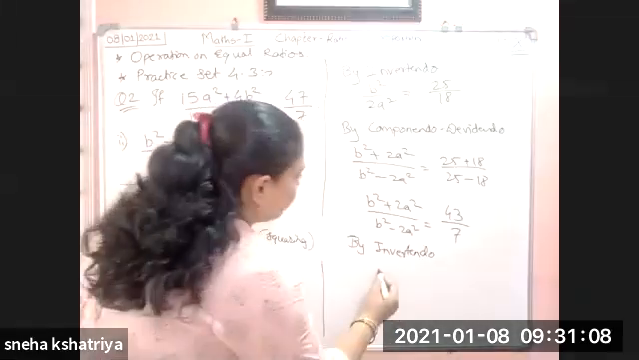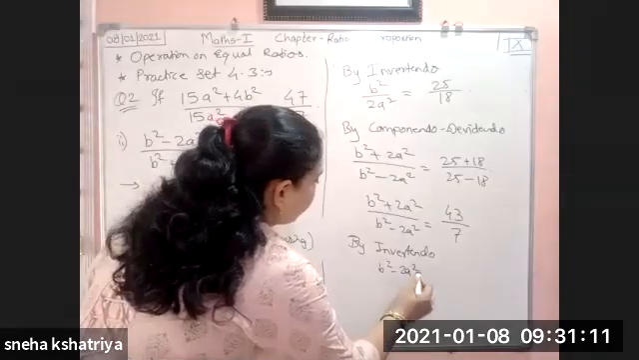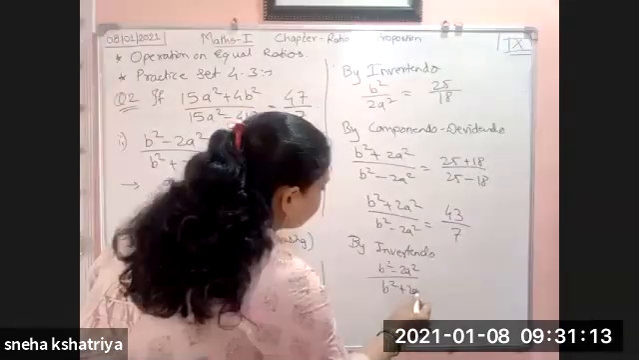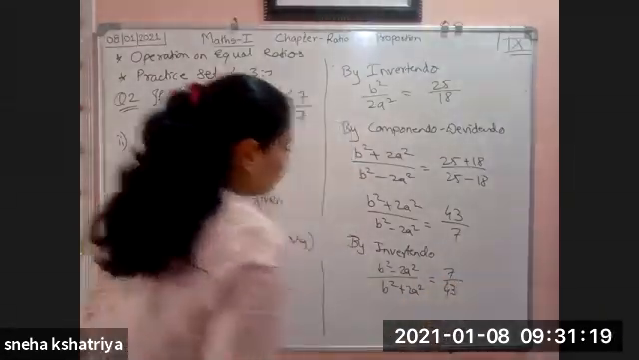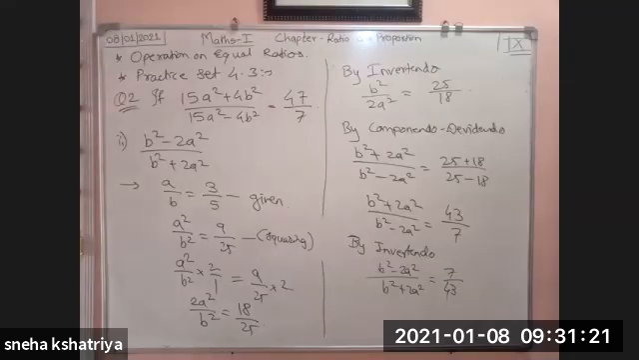So by again invertendo, what we will get? B square minus 2a square divided by b square plus 2a square is equal to 7 upon 43. Like that only. Third example you can solve for homework.